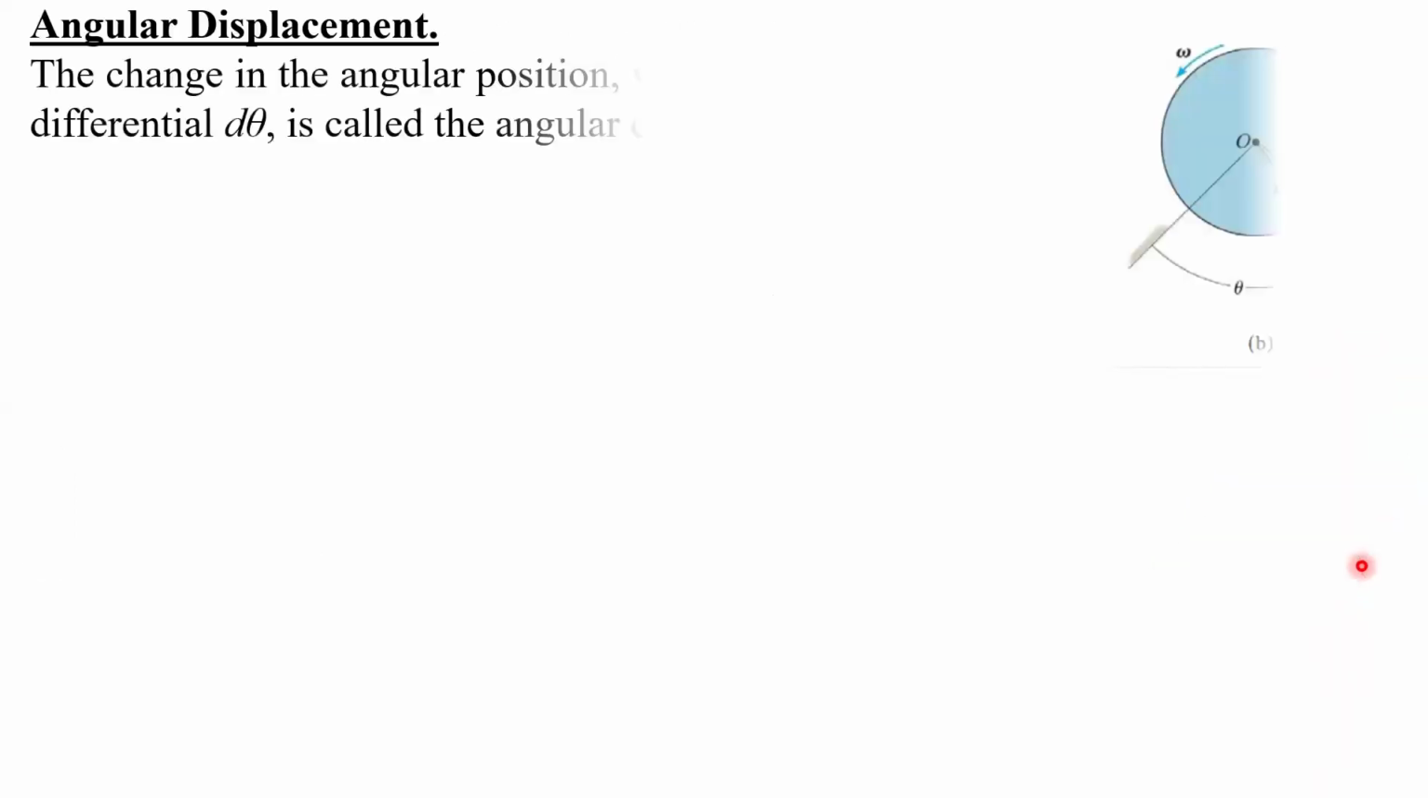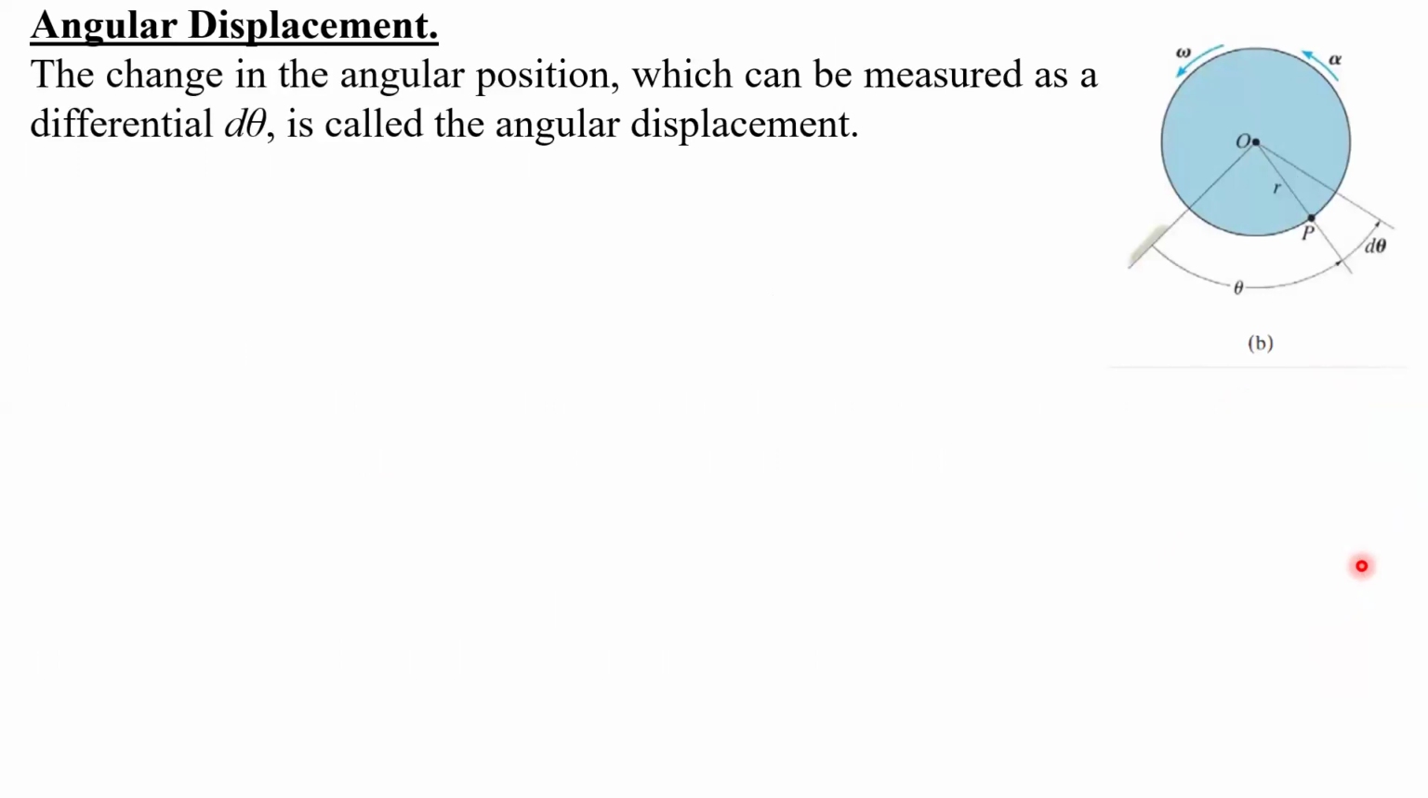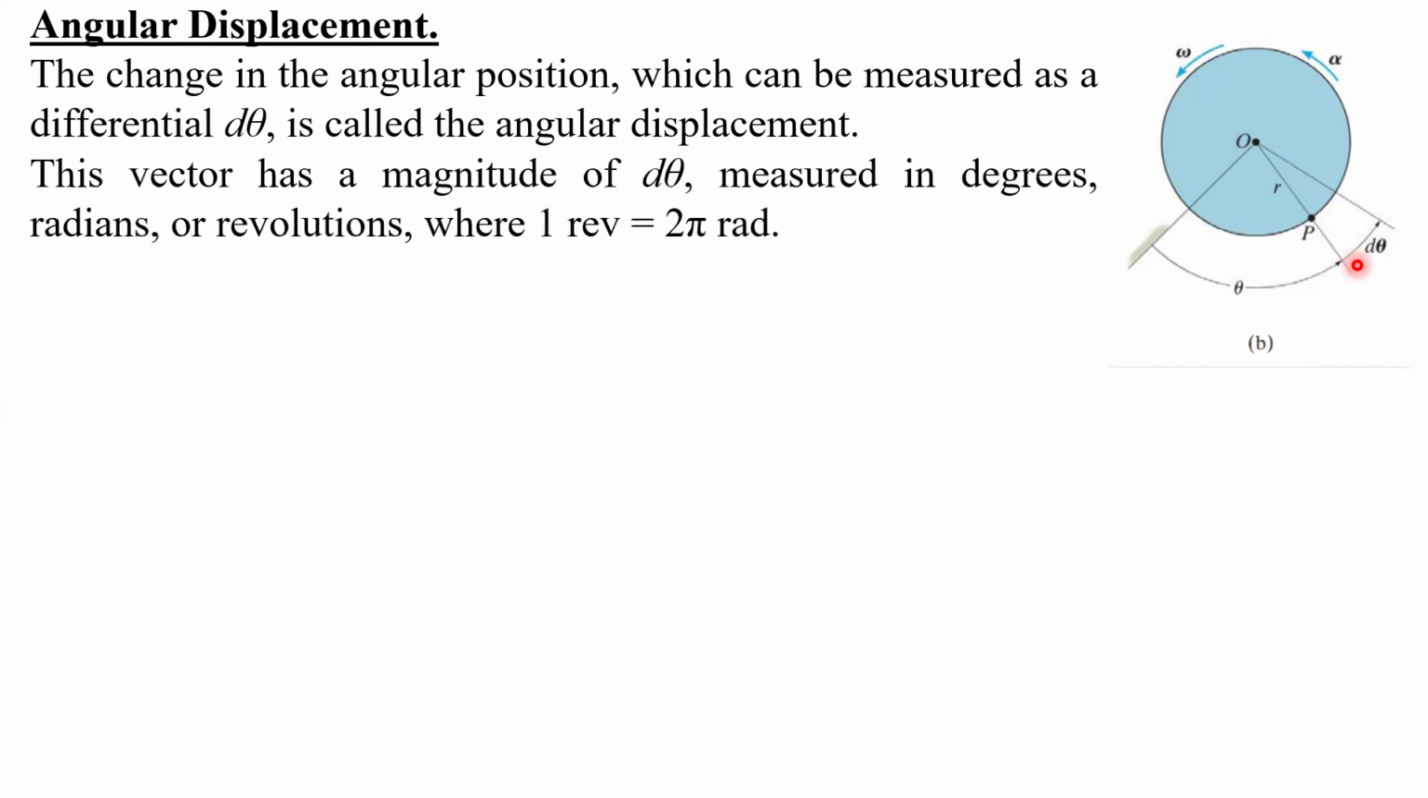Angular displacement: the change in angular position, which can be measured as a differential dθ, is called the angular displacement. So this is the reference line, this is point P, which makes an angle theta with r. Then point P or line r moves a small increment dθ, and that dθ is called the angular displacement. This vector has a magnitude of dθ measured in degrees, radians, or revolutions, where one revolution is 2π radians.